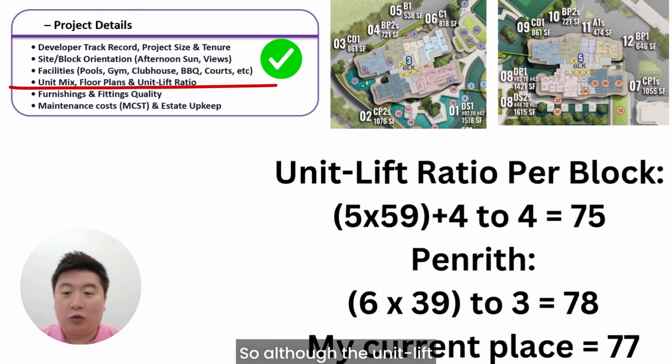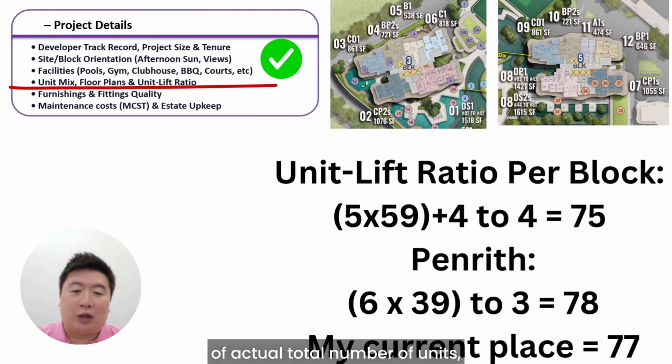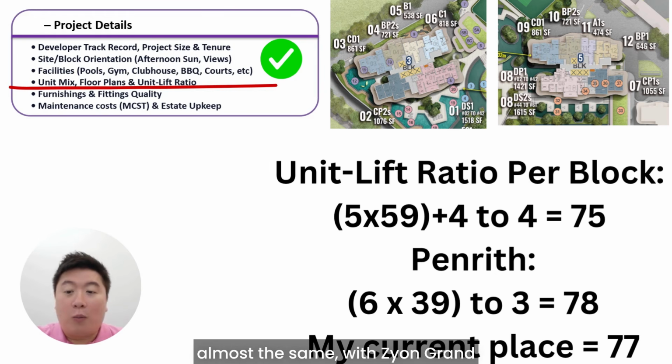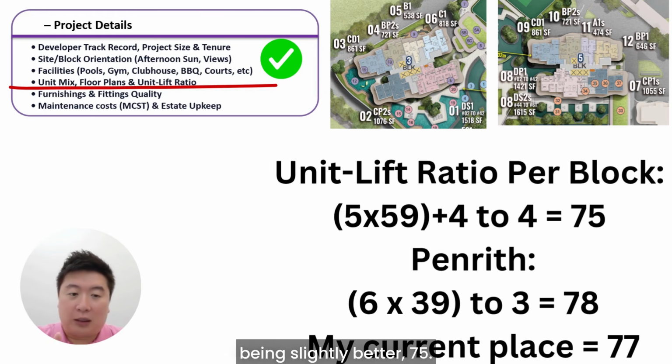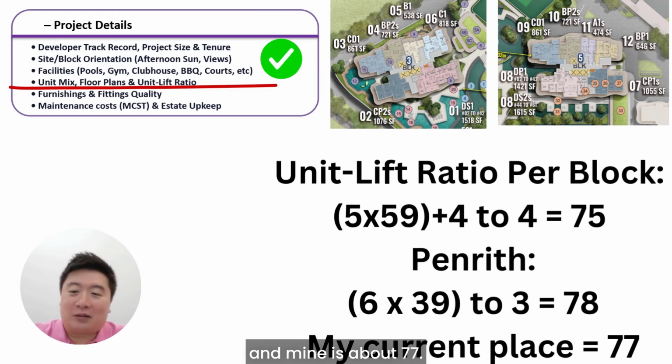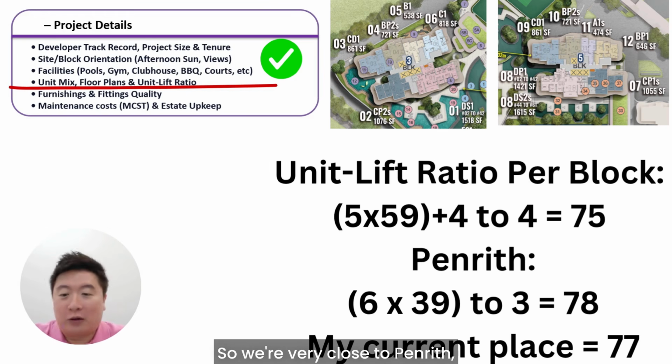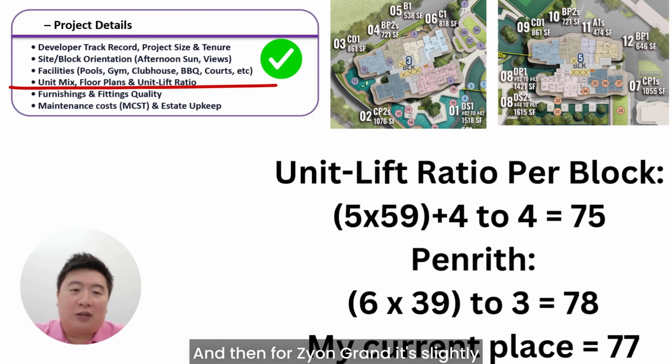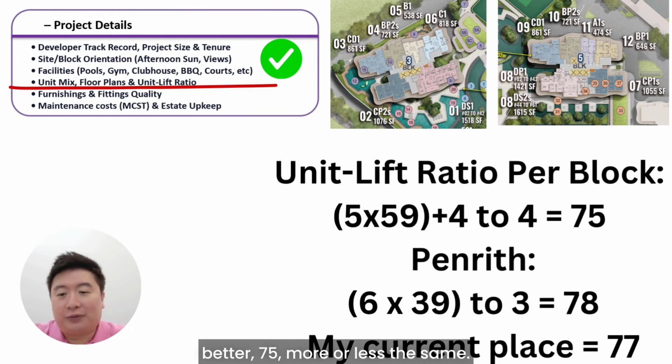Okay. So although the unit lift ratio 6 to 4 looks so good, or even 5 to 4, and Penrith is like 6 to 3, in terms of actual total number of units, in the end it works out to be almost the same, with Zion Grand being slightly better at 75. For a point of reference, my current place is 77. I was also curious about my own place, so I did the math and mine is about 77. So very close to Penrith, being the same area, and Zion Grand is slightly better at 75, more or less the same. So decent ratio.